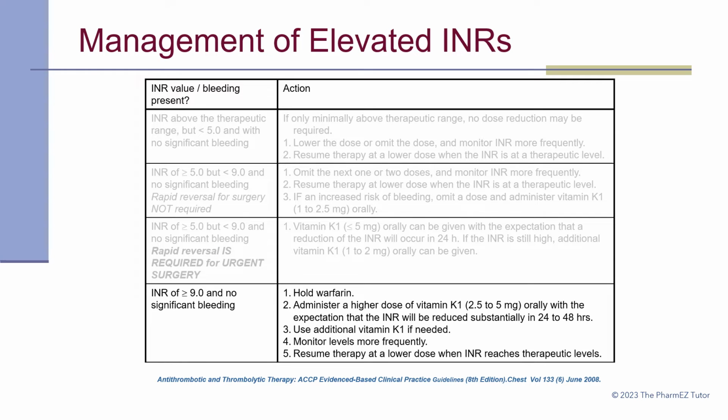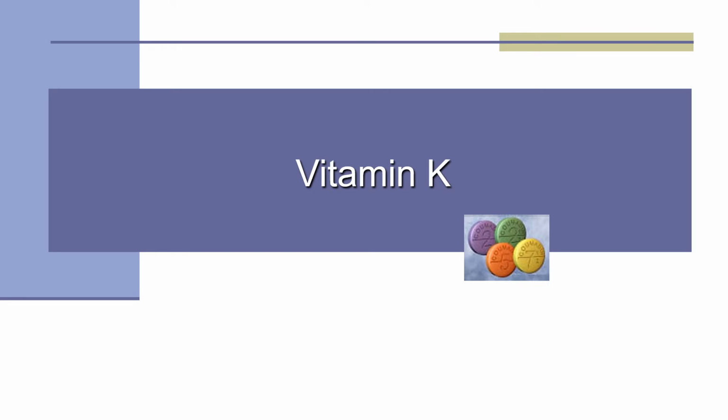If the INR is greater than or equal to 9.0 and there's no significant bleeding, hold the warfarin, administer a higher dose of vitamin K, 2.5 to 5 milligrams orally, with the expectation that the INR will be reduced substantially in 24 to 48 hours. Use additional vitamin K if needed, monitor the levels more frequently, and resume therapy at a lower dose when the INR reaches therapeutic levels. Let's discuss a few important points about the use of vitamin K.